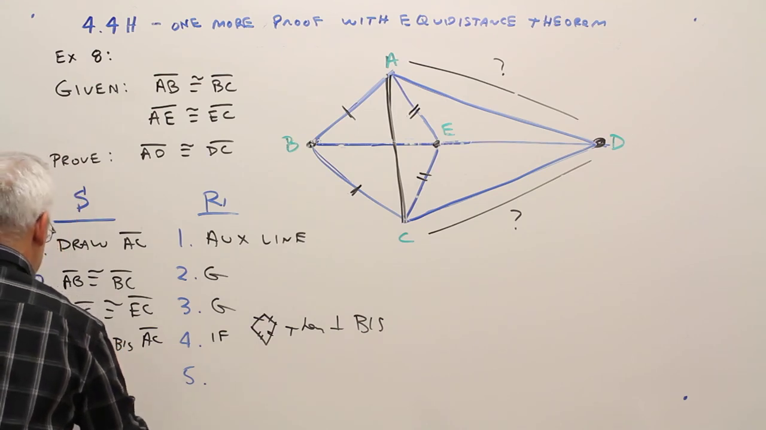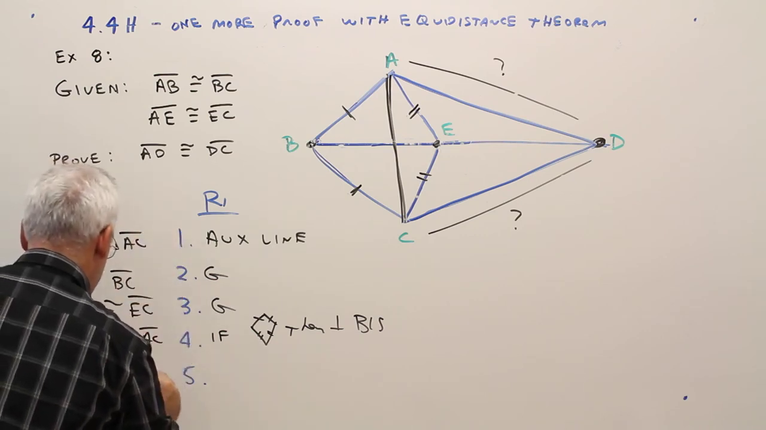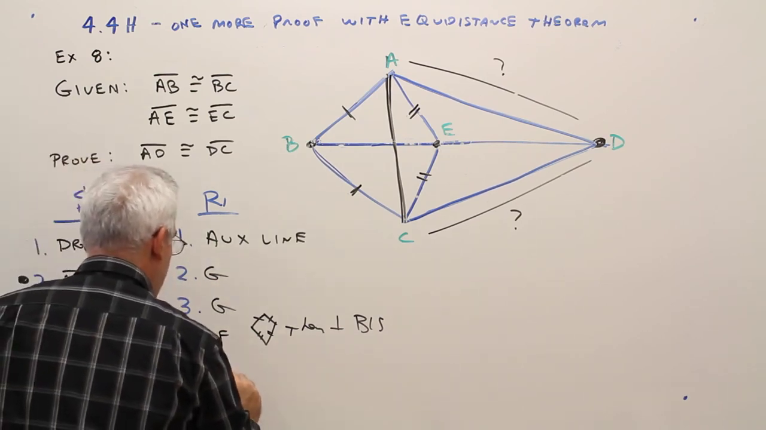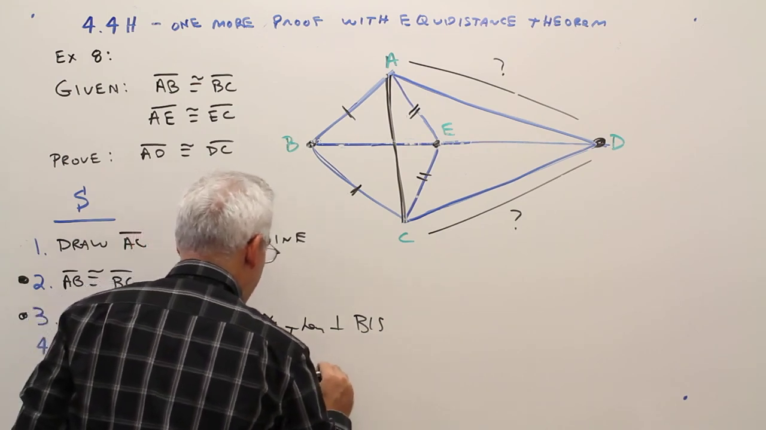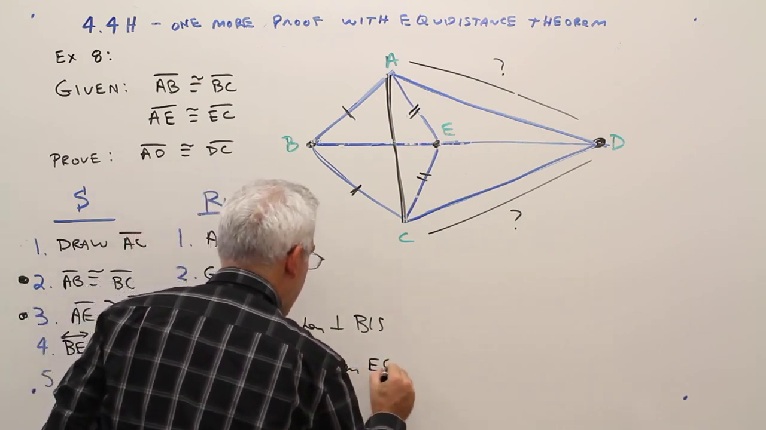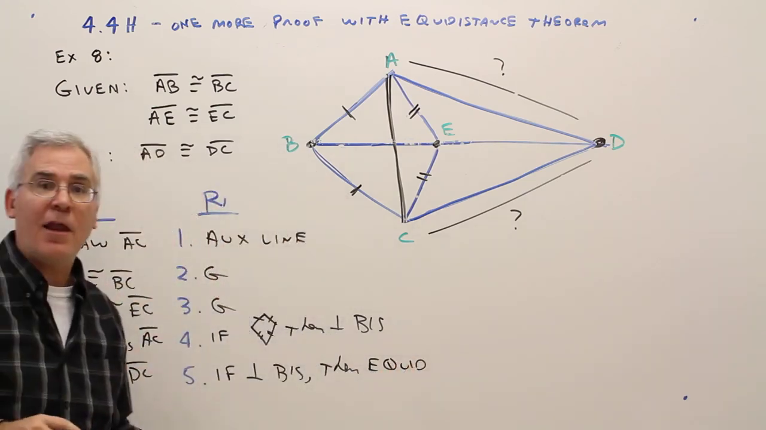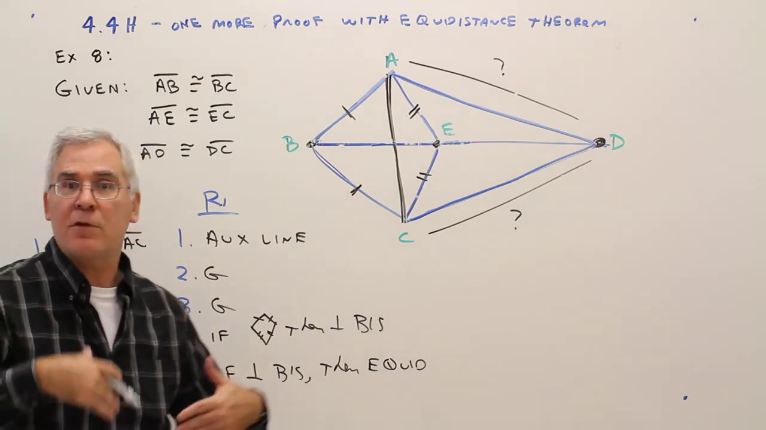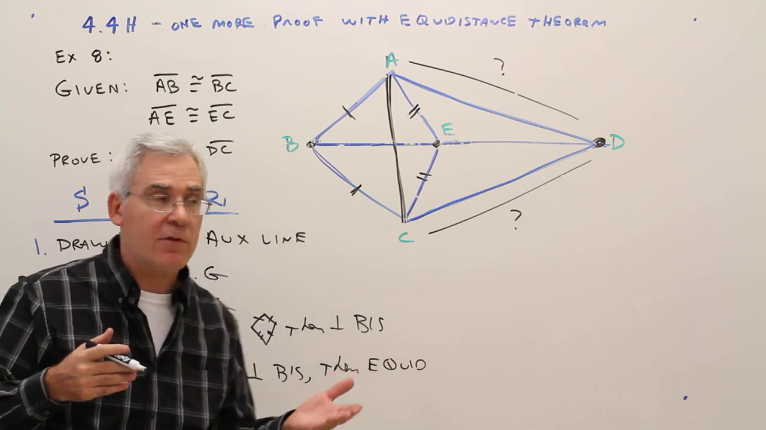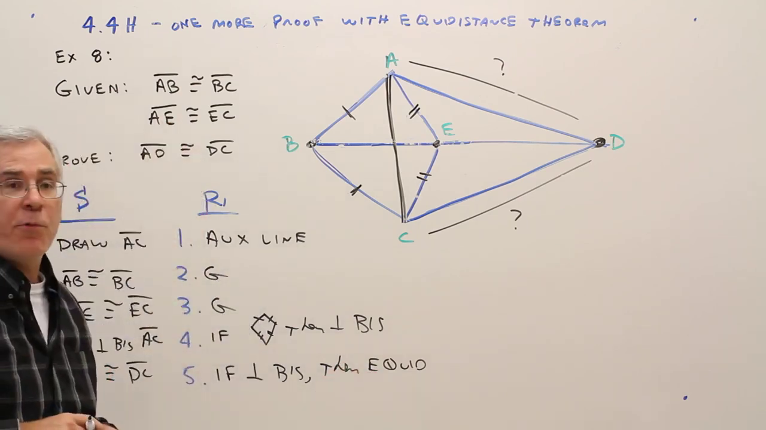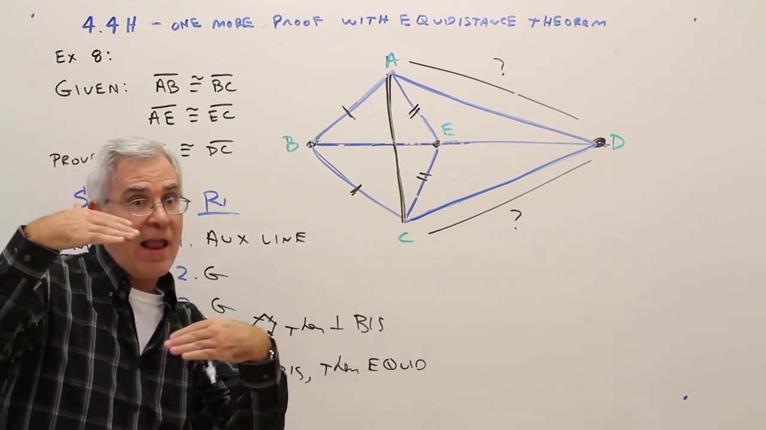AD is congruent to DC, if perpendicular bisector thing, then equidistant. So just a little shortcut, and I'm sure this will be used in quizzes and tests, the final exam, this kind of thought process. So there you have it. One more proof with the equidistance theorem, used both in the original context and the converse.